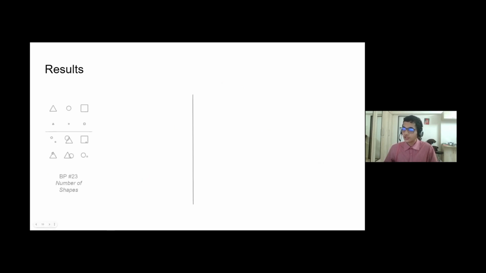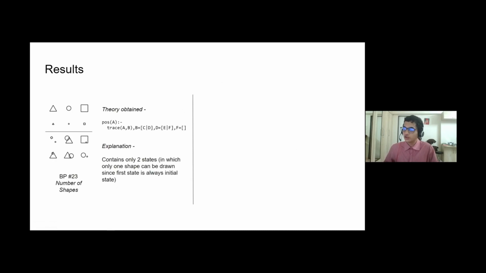So we have a few more results. Here we have number of shapes as the differentiating concept. The theory just states that the program for the positive example should only contain 2 states. 2 states meaning that there would only be one primitive that is called, so only one shape that is drawn.